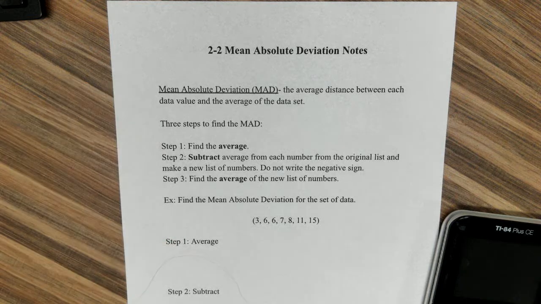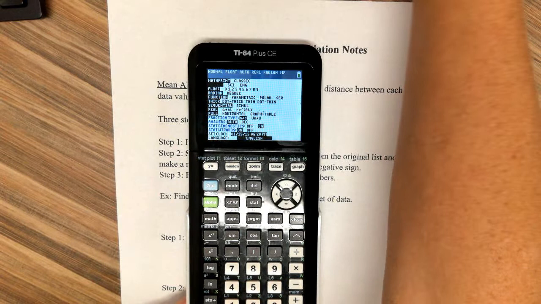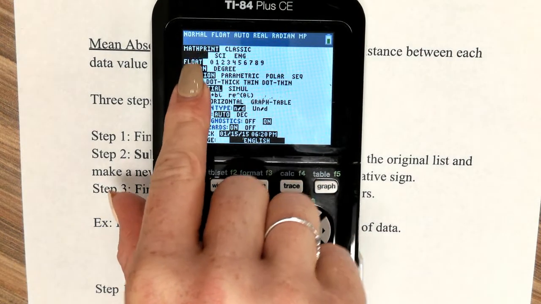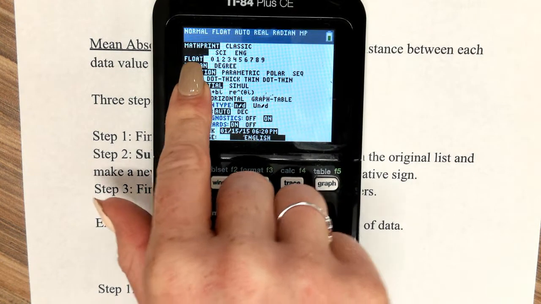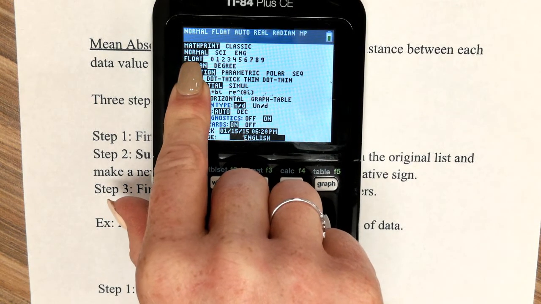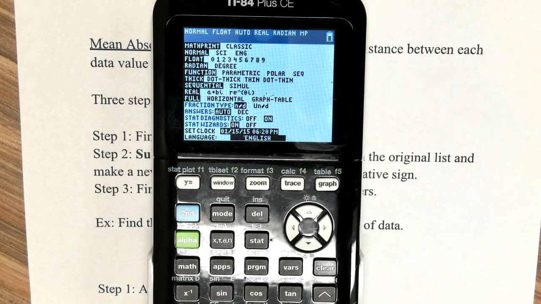Okay, the first thing I want you to do is check your calculator to make sure you are not in rounding mode. So everybody go to mode. Also make sure you're not in scientific mode. So we're going to go to mode and we're going to check that we're in normal. So normal should be black and float should be black because we're not going to round and we're not going to be in scientific. Everybody checked and everybody's good?